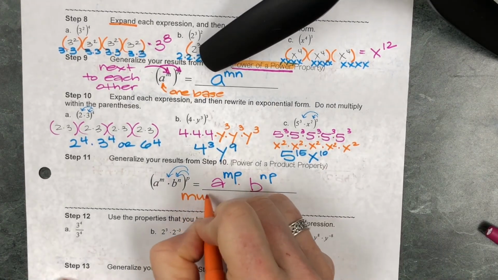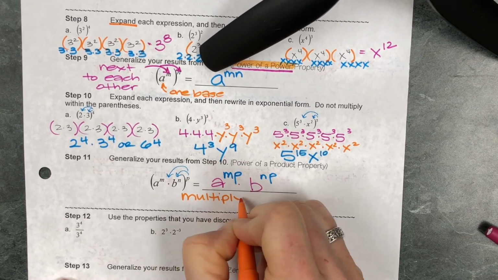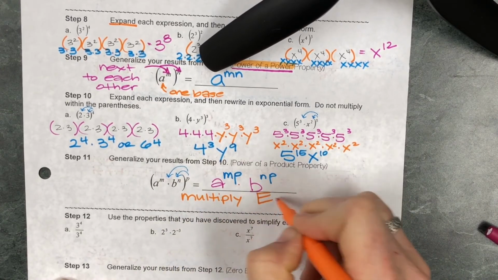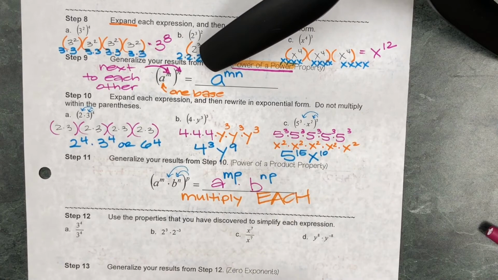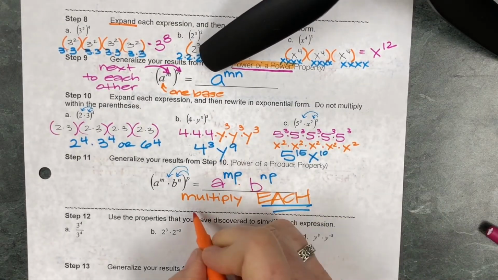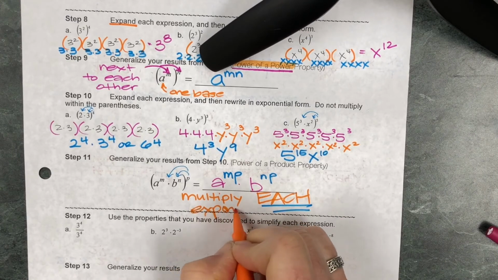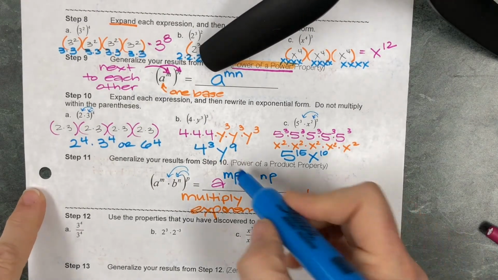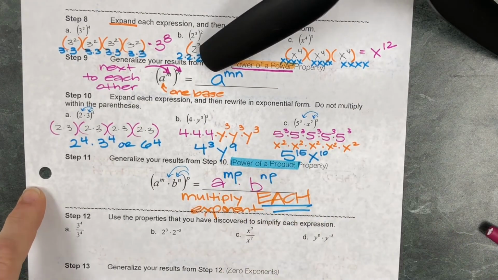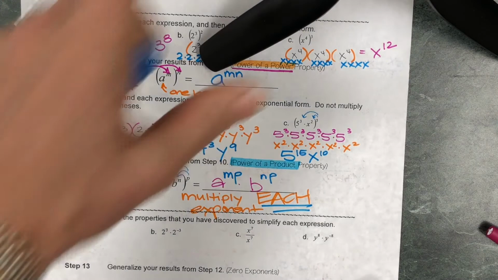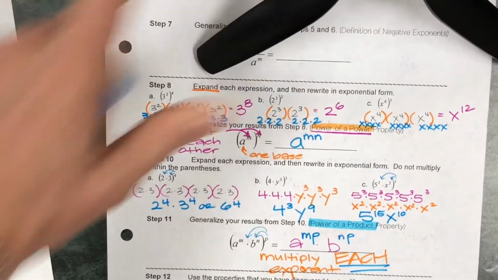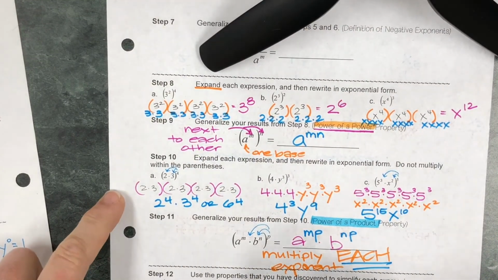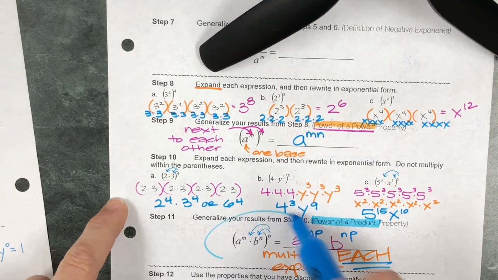Let's write ourselves a note. Multiply each, underline it, exponent. All right, that is muy importante. All right, that is also power of a power product. All right, let's go back with our sweet highlighters that I know you have out because you guys are the best. All right.